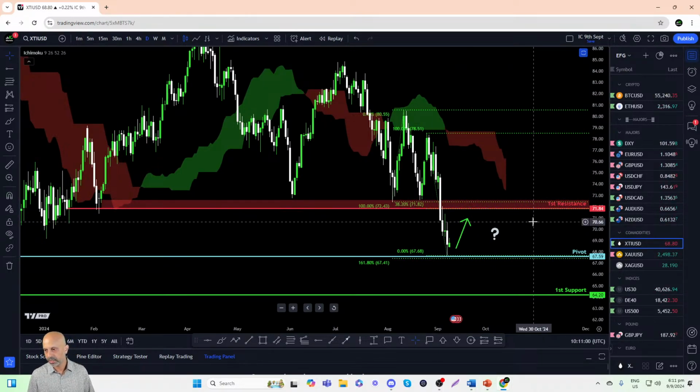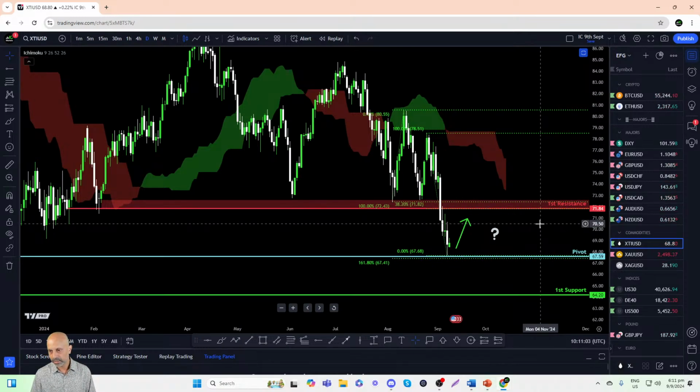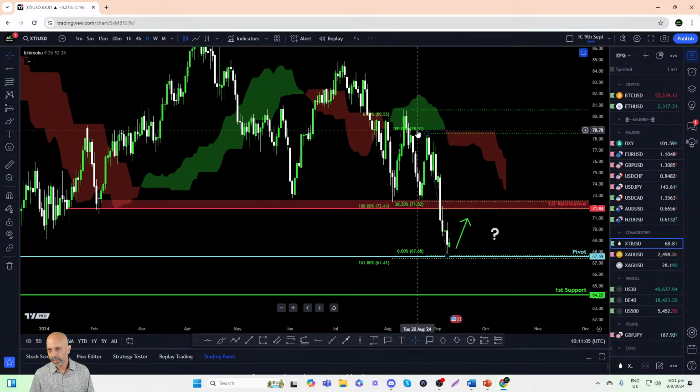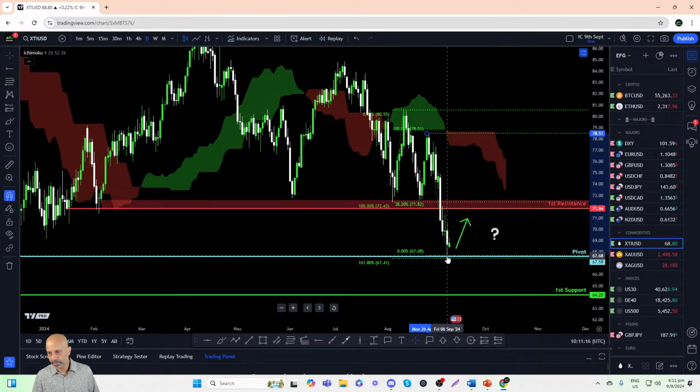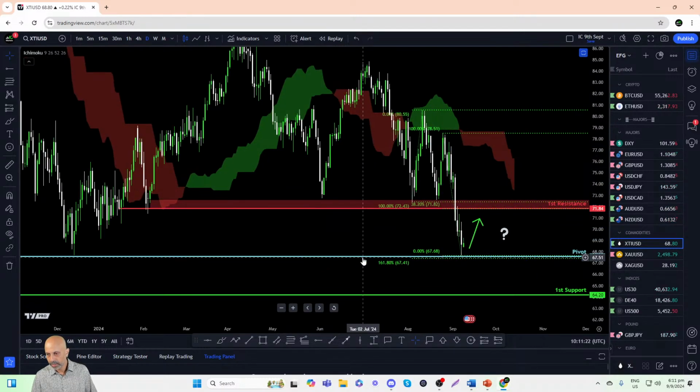So this is a pullback resistance at $71.84, which also has the presence of a 38.2% Fibonacci retracement. Now this retracement was found by starting from this swing high on the 26th of August, going down to the swing low here of last Friday, 6th of September, and we can see the 38.2% Fibonacci retracement actually aligned very well with the first resistance here.